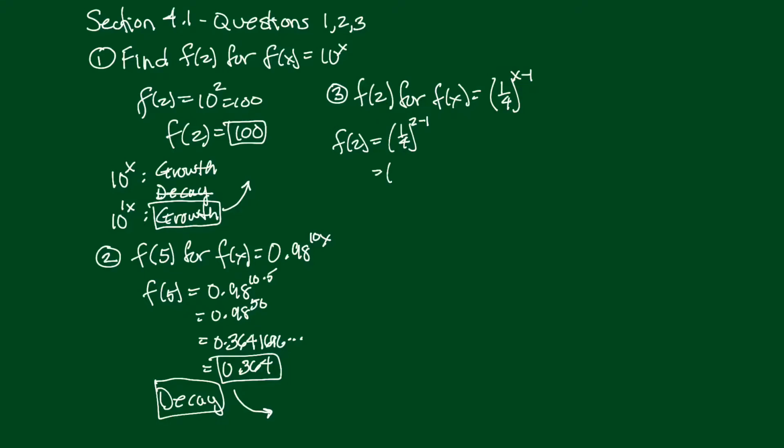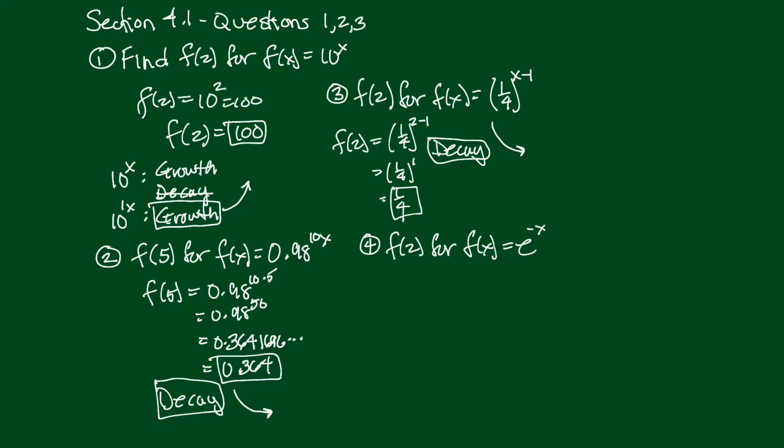So we're going to get 1/4 to the 2 minus 1, which is 1, so we just get 1/4 out of this. And then because the base is between 0 and 1, and this is positive, we're going to have a decay function. So I'm going to claim this function is decay, and decay functions we know look like this.